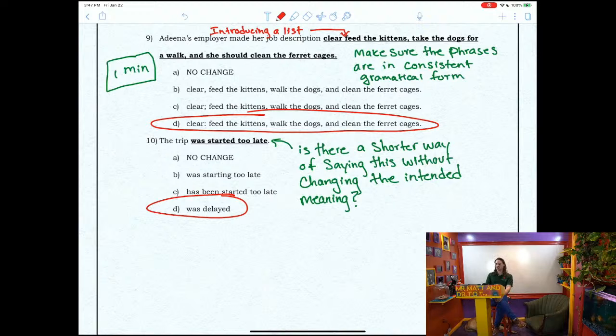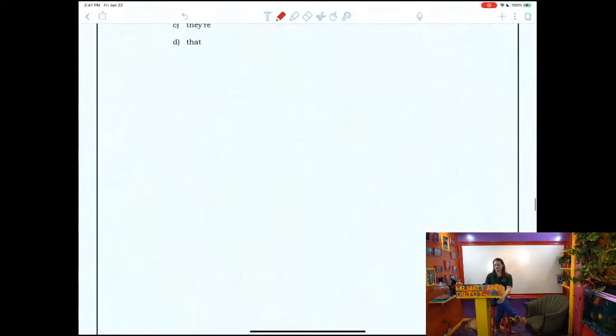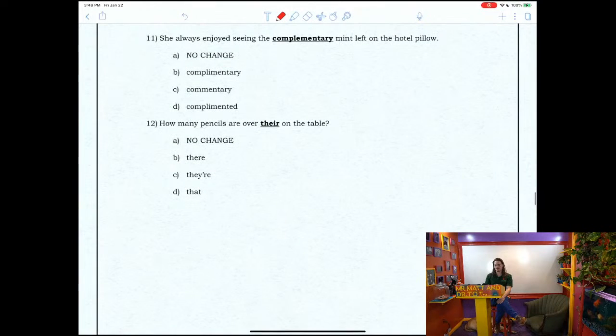Let's look at questions 11 and 12. Number 11, she always enjoyed seeing the complimentary mint left on the hotel pillow. Complimentary there is spelled with an E. Number 12, how many pencils are over there on the table? I'll give you 3 minutes. After 1 minute, I'll start to give you some hints.